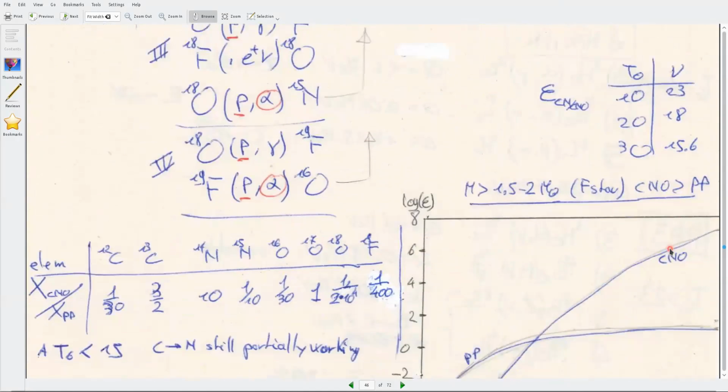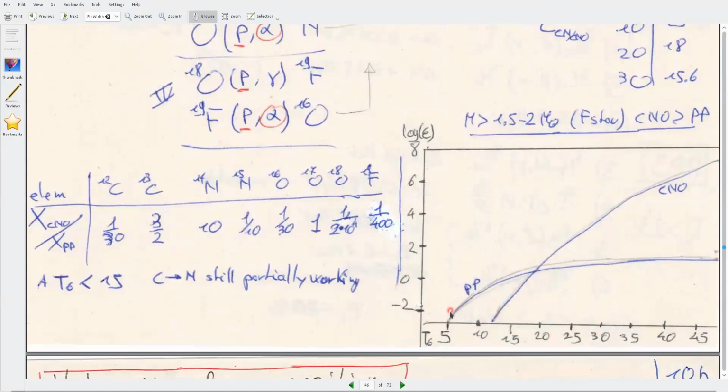The CNO is more productive. You can see here with the temperature, the logarithm of the production: the proton-proton starts like 5 million to be effective, then does not grow so much, while CNO around here starts to be strong and produce a lot. Something really interesting is the effect that they are changing.